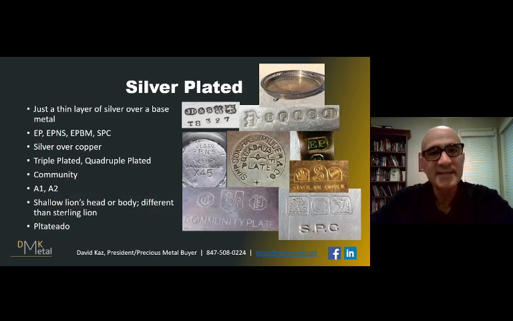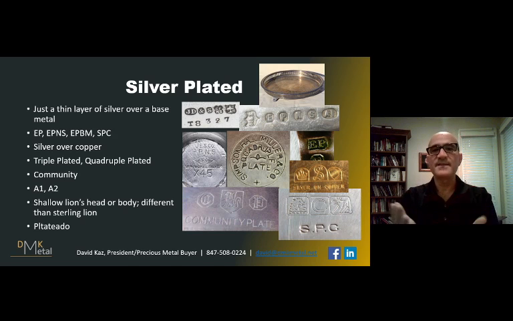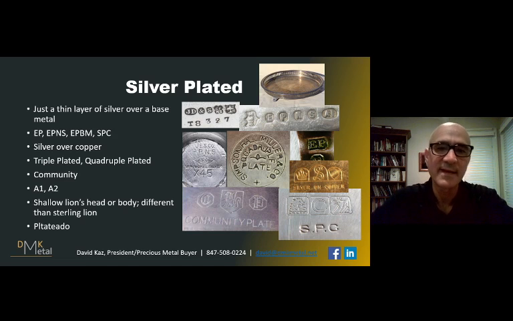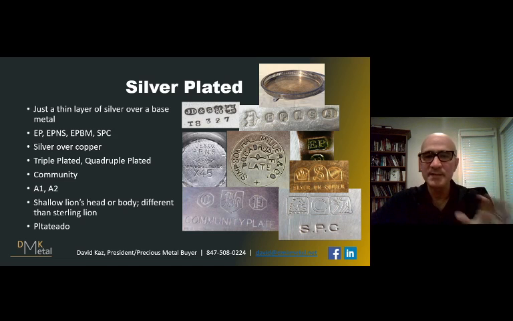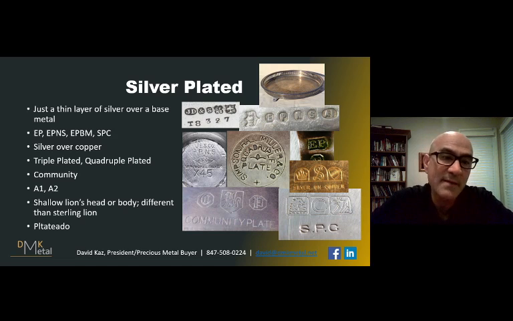Now, the dreaded silver-plated. Unfortunately, silver-plated items do not have a ton of value. It's a very thin layer that is electroplated over a base metal like copper or nickel or something like that. So if you see EP, that means electroplated, EPNS, electroplated nickel silver, EPBM, electroplated base metal. If you see the initials SPS, if you see the wording silver over copper, triple plated, quadruple plated, it doesn't matter how many layers are plated, it's still plated.